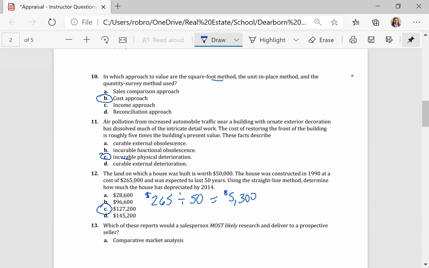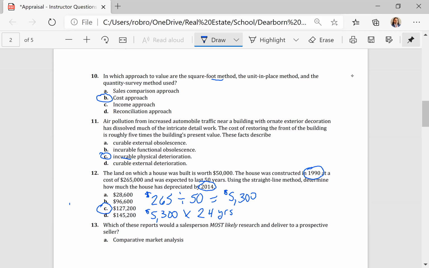Right. Okay, so you're kind of there. So basically, what are you going to do? You're going to say, okay, 265,000 divided by 50 years equals $5,300 of depreciation per year, right? And then you say, okay, so then it's 5,300 times how many years? Times 24. Yep, because the difference between 2014 and 1990, right, so there's the 24 years. Does everyone get that? You got that one right? That's pretty good for math.